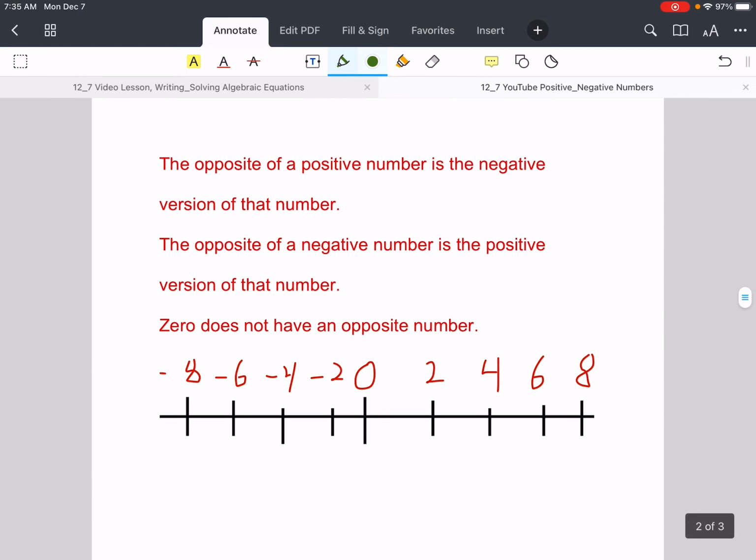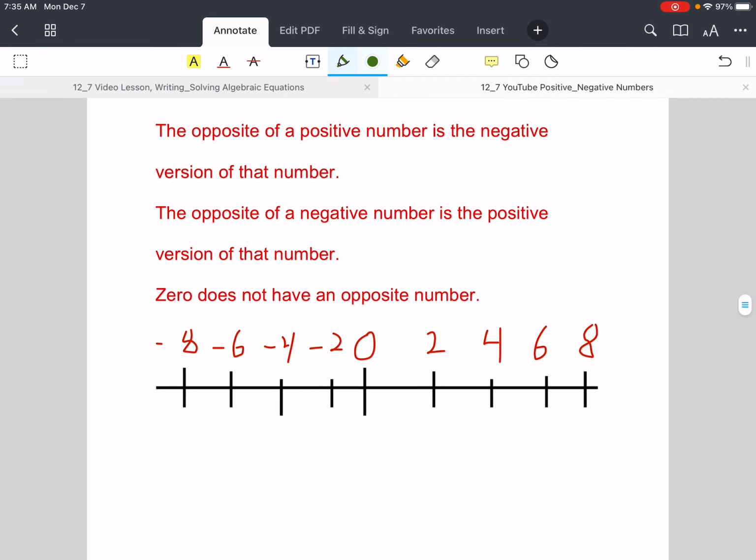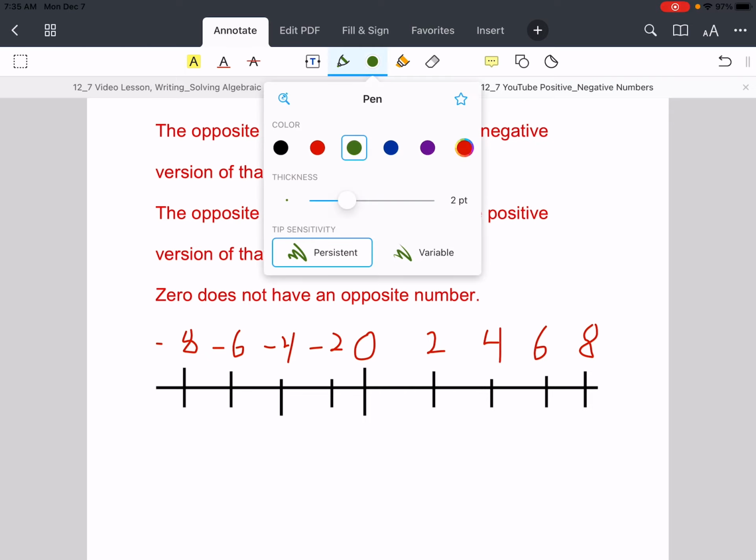All right. So the opposite of a positive number is the negative version of that number. And the opposite of a negative number is the positive version of that number. And 0 is the special case as usual. It does not have an opposite number. Or I guess you could say, the opposite of 0 is 0, but that's the same as having no opposite.